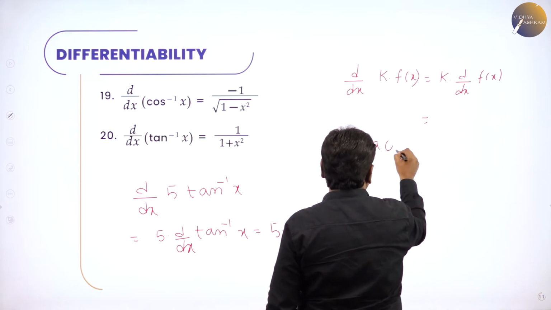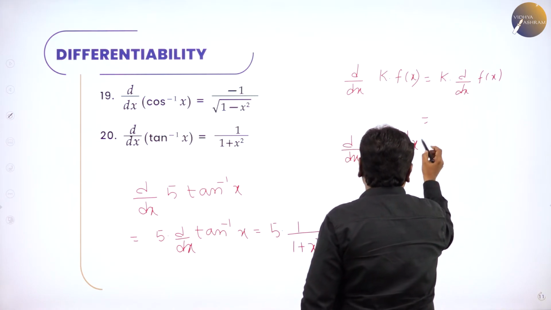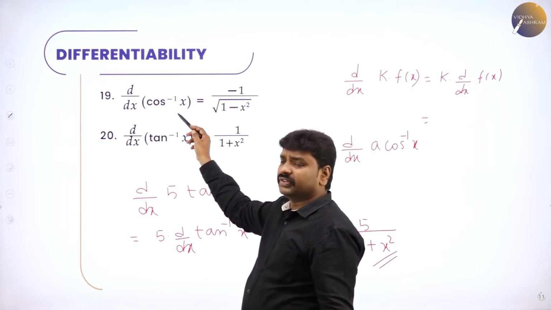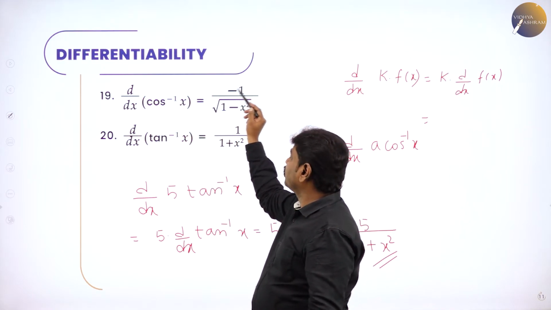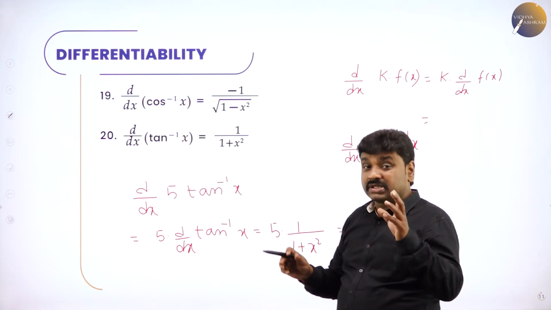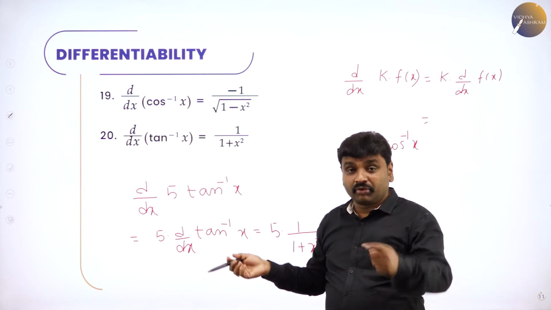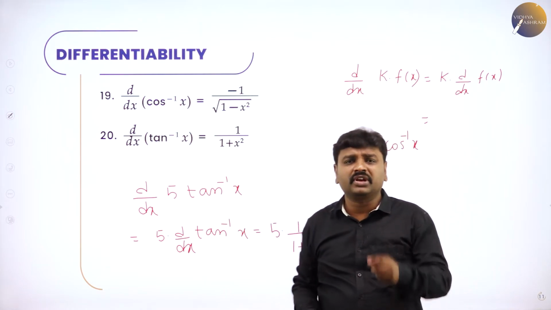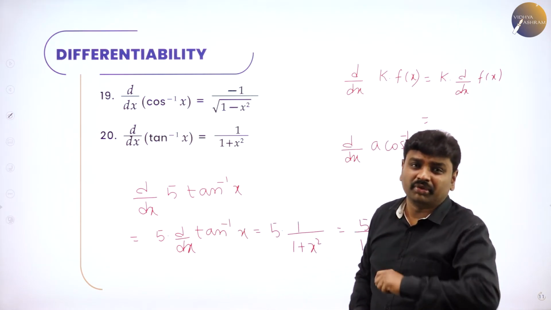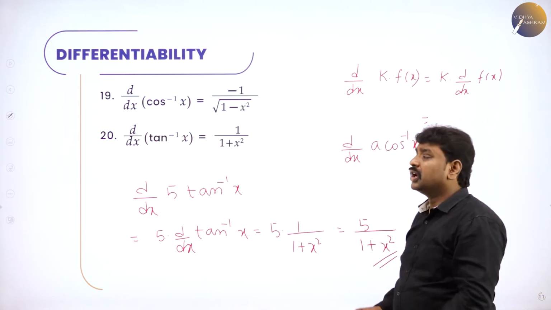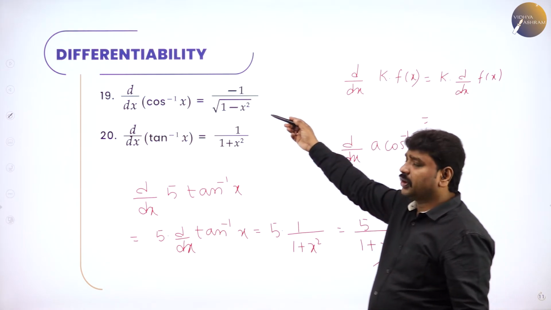Or if I ask you to find d by dx of a cos inverse x. Here I wrote the derivative of cos inverse x. What is the derivative of cos inverse x? Minus 1 by root of 1 minus x square. Now this is the first session. Before you attend my next session, all these formulas should be on the tip of your tongue. First become thorough with the formulas and then we can do the problems. But to begin with, I have written the formulas, and we will apply them.